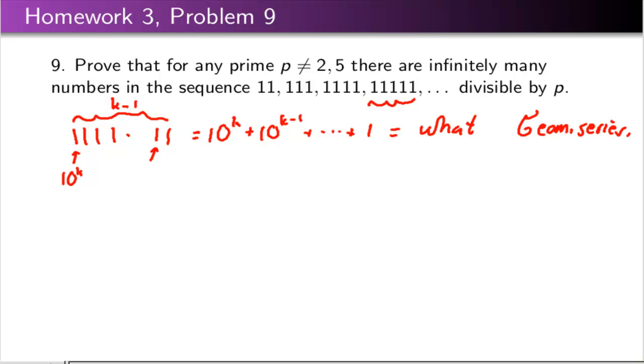And then we just want to set this to be divisible by p, so set it congruent to 0 mod p. And then think about, what do you know about orders of elements, and etcetera, those types of concepts.